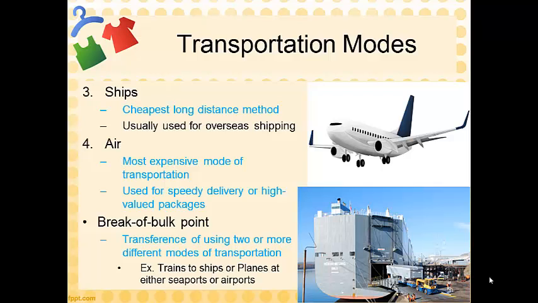Now, also, when considering transportation, there's something called a break of bulk point, and this is basically a transference of using two or more different modes of transportation. So, for example, if trains or trucks meet up at an airport or a seaport, these are actually break of bulk points where they use two different types of transportation and meet up at this certain location.